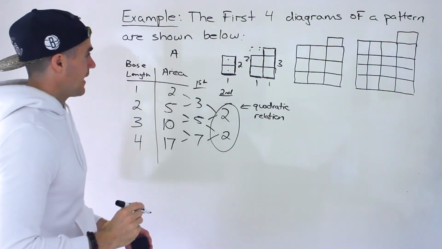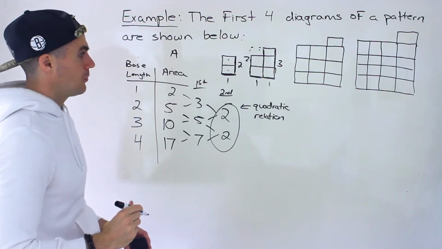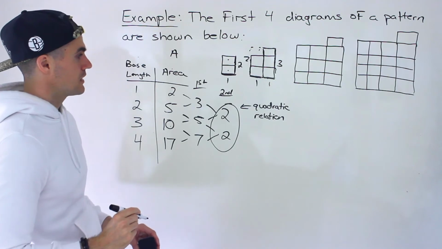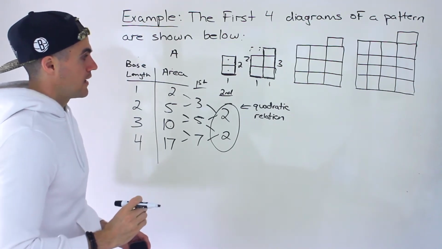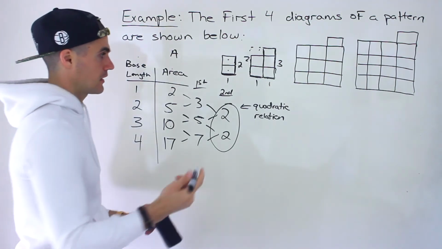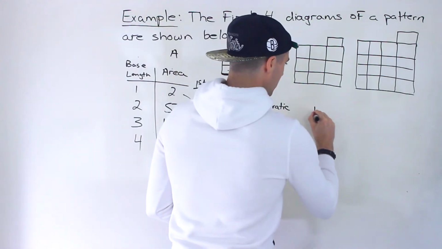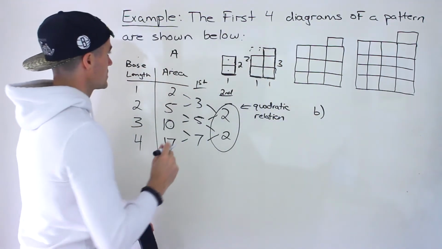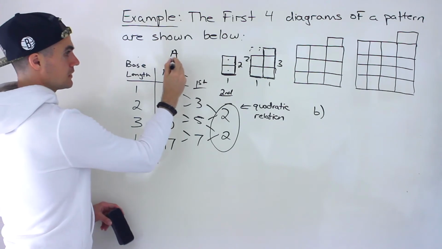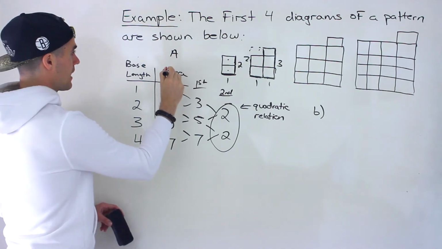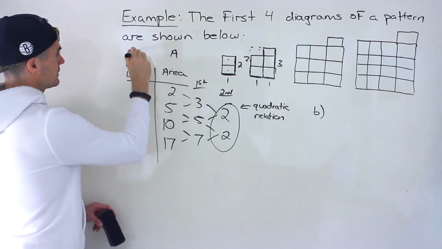All right, so that is part A. Now, what about part B? What we have to do is now come up with an equation. Okay, so a couple of different ways to do this. So let's go back to naming these. So I'm going to let the A be the area, and then the base length, let's just let it be x, like that.